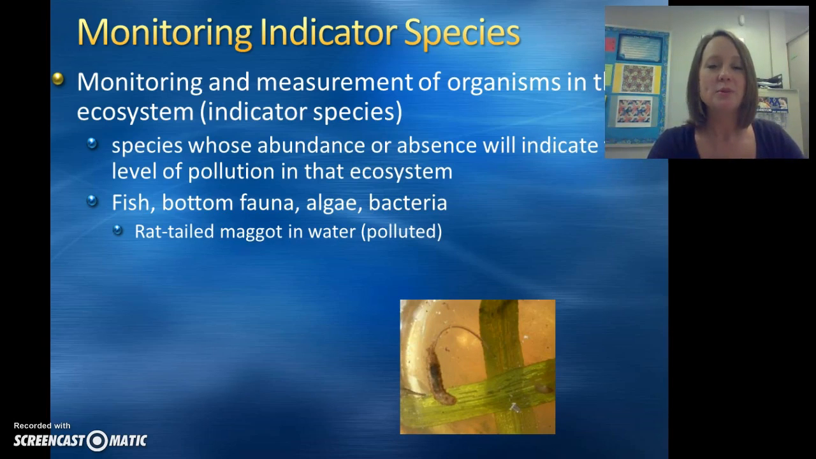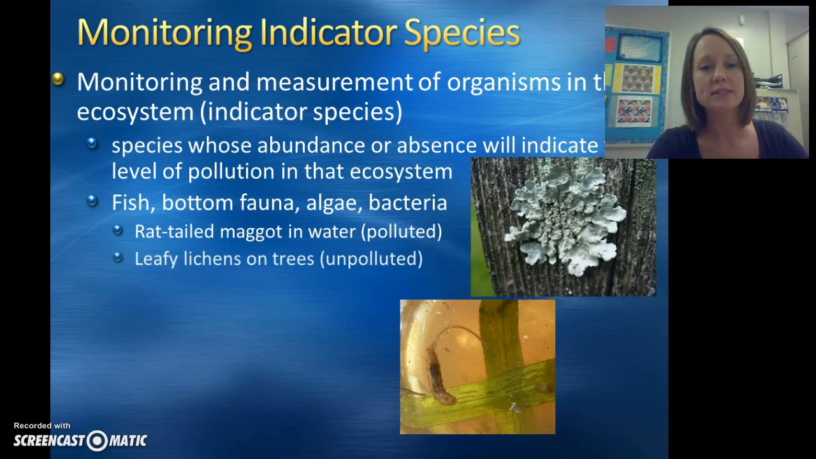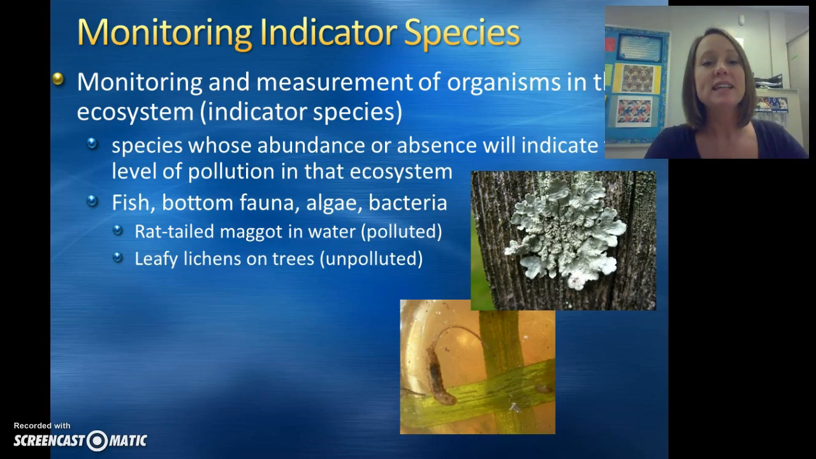If you have polluted water, one of the types of organisms that tend to appear are the rat-tailed maggot, as you can see in this picture here. So if this lovely creature is present in the body of water, chances are that that water has been exposed to some sort of pollutant. If you see lichens on the trees, this would be an example of the presence of an indicator species indicating that there is no pollutant. So if the lichens disappeared, that would indicate some sort of air pollution.